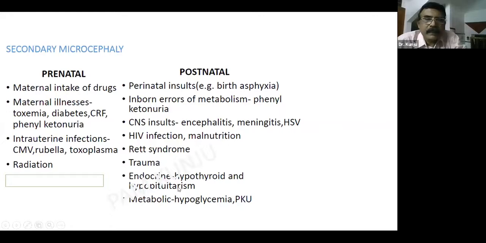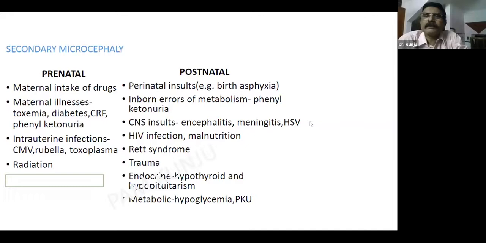Then metabolic, hypoglycemic brain injury, we have seen, isn't it? Especially hypoglycemic brain injury presenting with the occipital plagiocephaly and microcephaly. So these are some of the other causes to be remembered.